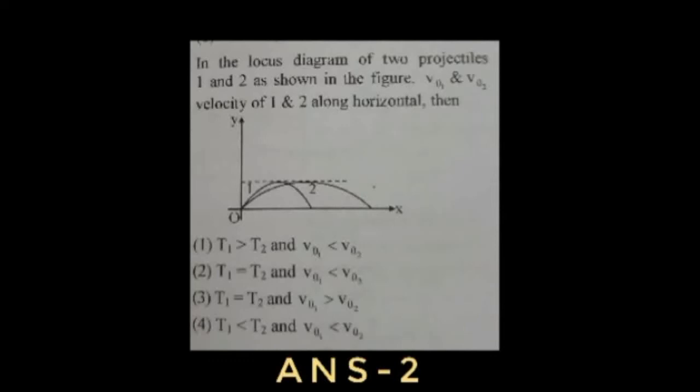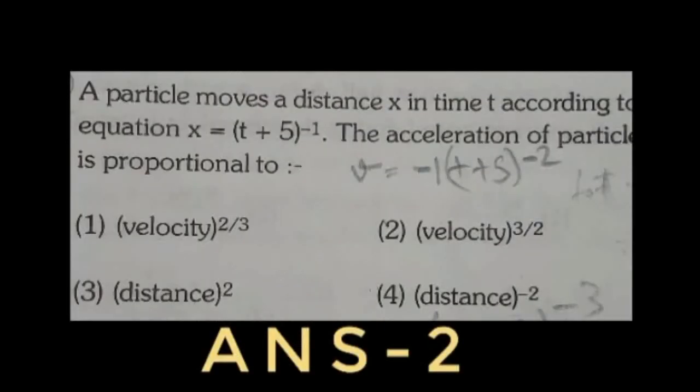Next question is, a graph is shown and we have to find the correct relation between T1, T2 and V1, V2. A particle moves a distance x in time t according to the equation x is equal to (t plus 5) to the power minus 1. The acceleration of the particle is proportional to, I mean it's asking the relation between acceleration and velocity, or the correct relation, and distance too.